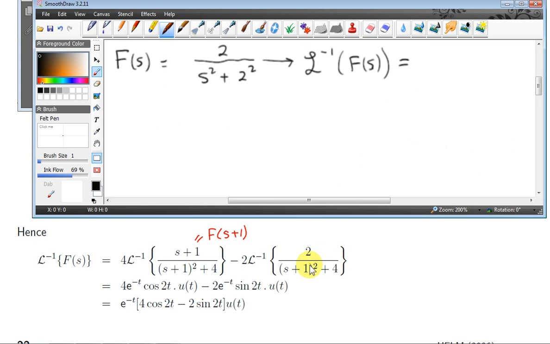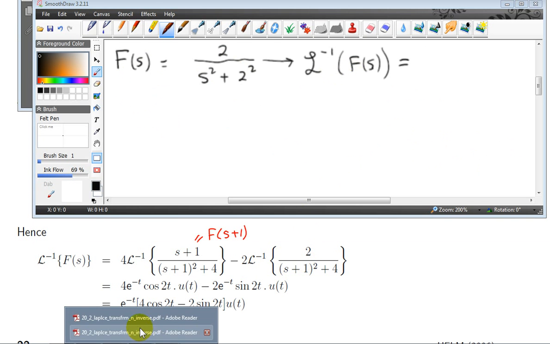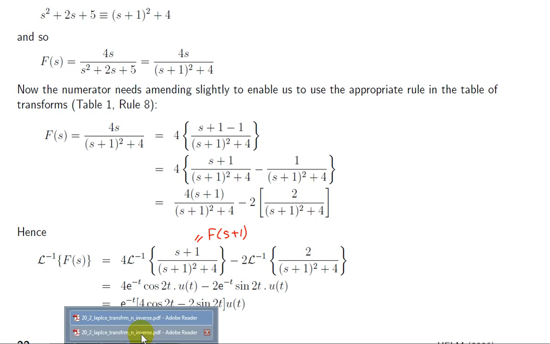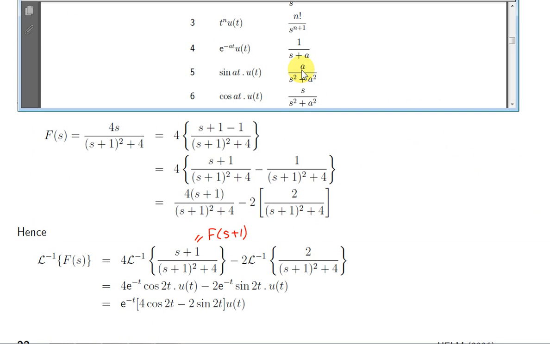Let's do the other fraction. I will call the other fraction F(s). Well, actually, the other fraction is F(s+1), but we will start with F(s). It's 2 over s² + 2². We can look up its inverse transform. We have it set up so that we can read it from the table. So here it is with a equal to 2: 2 over s² + 2². We get sin(2t) u(t).